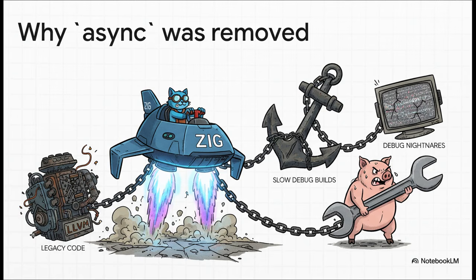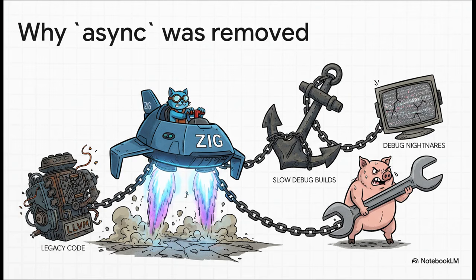So why do it? Well, it turns out that this clever feature came with a ton of baggage. It was deeply woven into the LLVM compiler backend, which Zig has been planning to move away from to achieve its famous fast compile times. The old async was slowing down debug builds, it made debugging a total nightmare because the information would get garbled, and it was tied to a bunch of old compiler code.